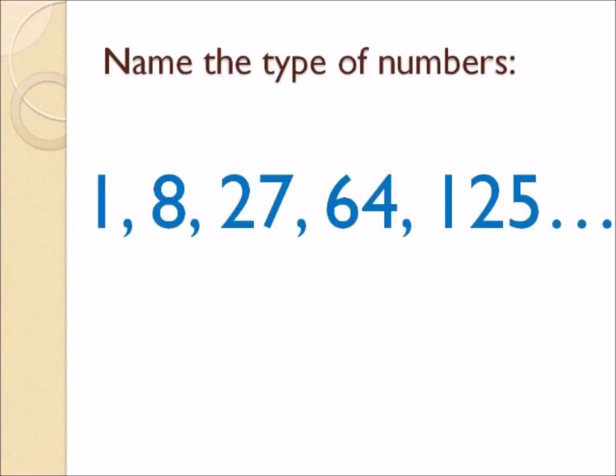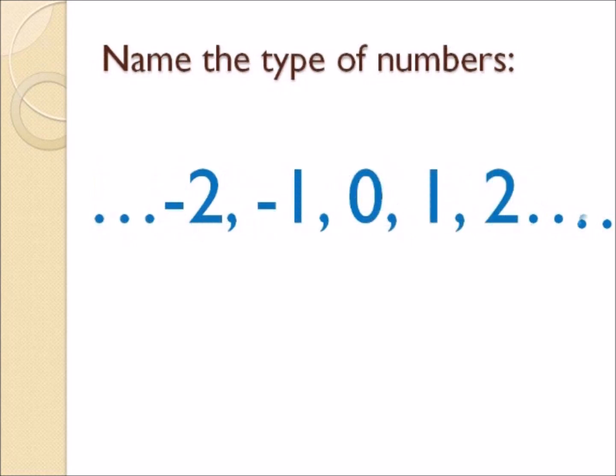Now, 1, 8, 27, 64, 125. Wow. Oh, this one is hard. 1, 8, 27, 64. Oh, I got it. Cube numbers, right.